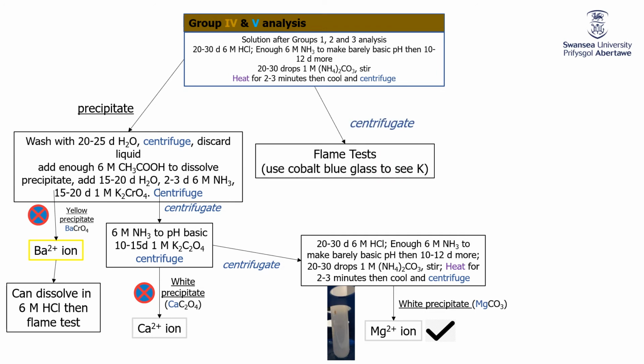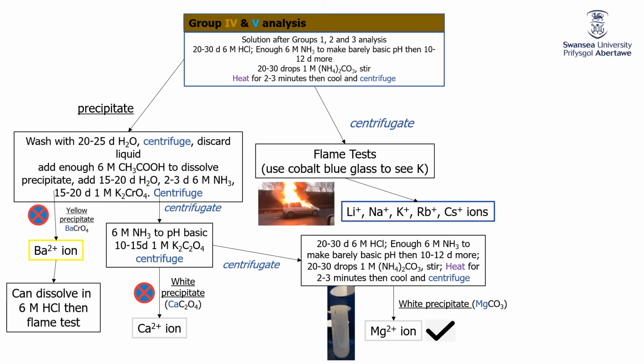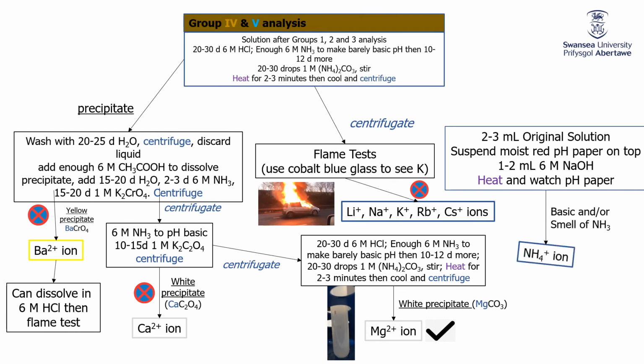And if we use the centrifugate from the beginning, we can perform a flame test to test for various ions that could be present in there, but the flame test was only a regular yellow flame, which means none of these ions were present in our solution. And if we treat our original solution and suspend it in moist red pH paper on top of NaOH, we could test for NH4 plus ions, but in this case we did not have that.